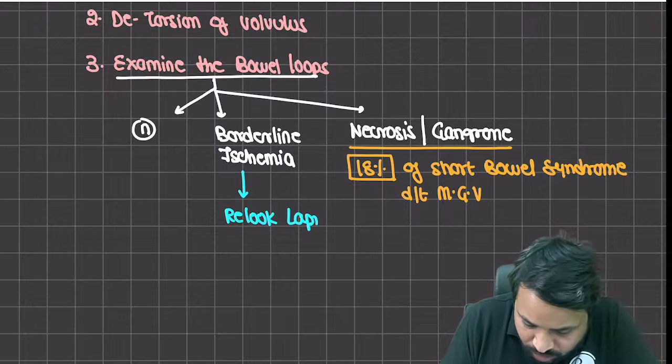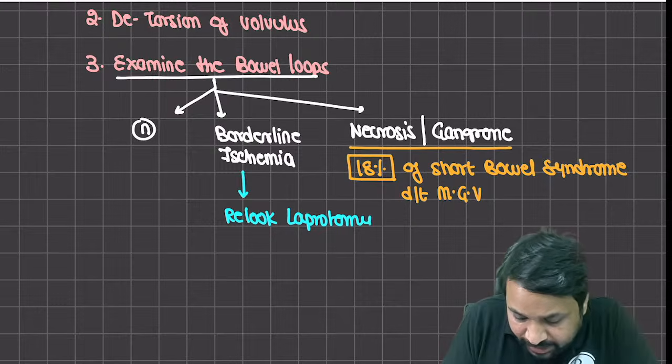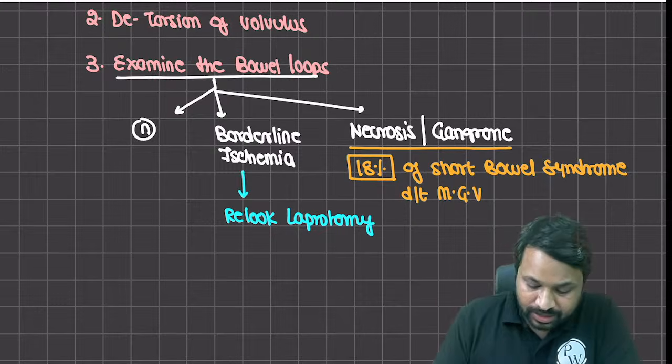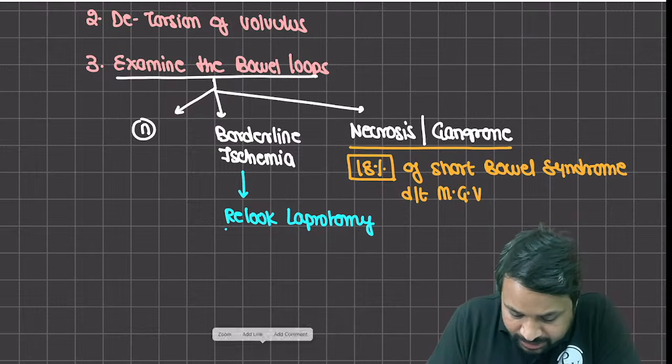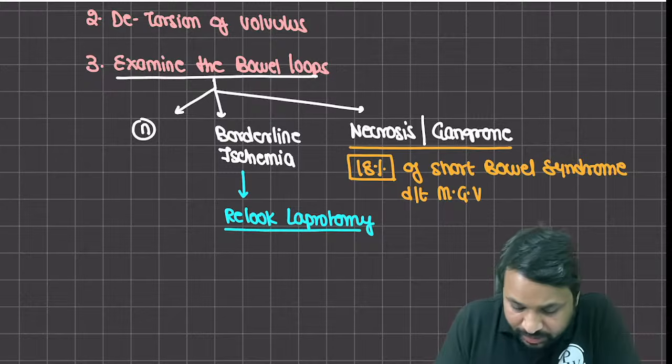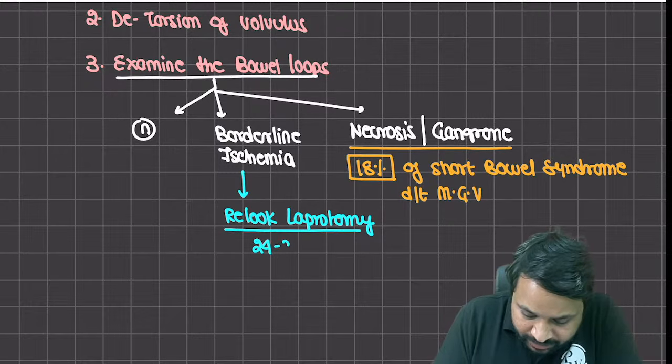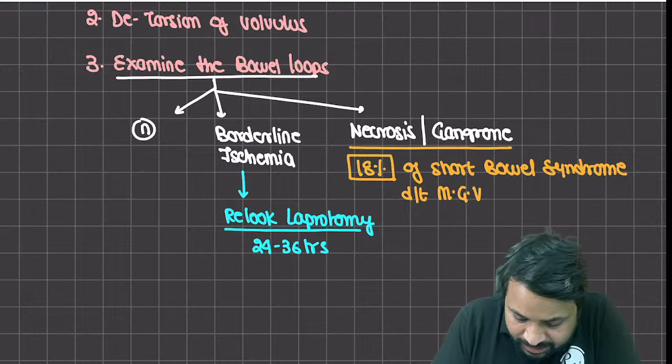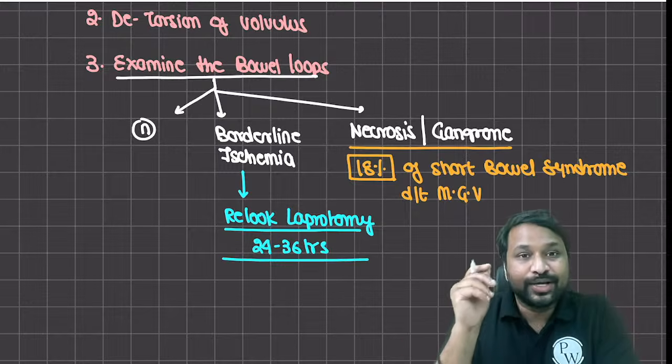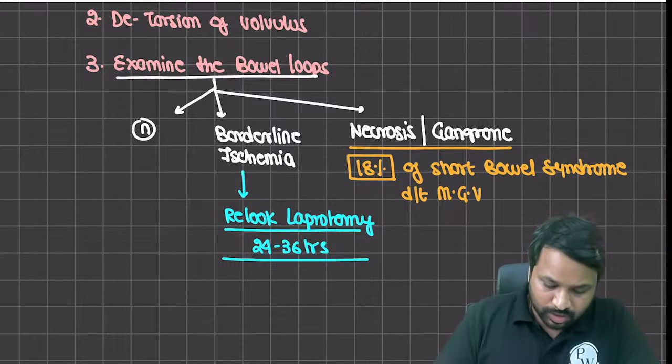And this is your exam question, especially if you are writing your NEET SS, right? All your surgery residents, they'll ask you when should you ideally do a relook laparotomy here. It is 24 to 36 hours. It is not 48 hours. Okay, so make sure you are across here.